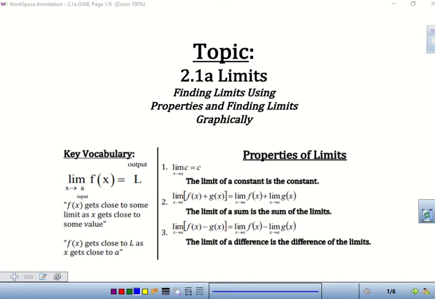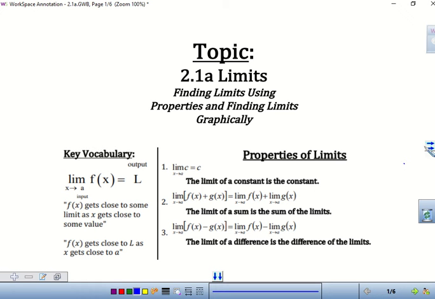Alright, so today we're going to be talking about limits, and we're going to be using the limit properties and also finding limits using graphing. So we're only going to talk about the first three limit properties today. There are more that we'll address in the next lesson. Essentially, these limit properties say that if you take the limit of a constant, it's always just going to be the constant. It doesn't matter where the limit is approaching, because the limit of the constant is going to be the constant.